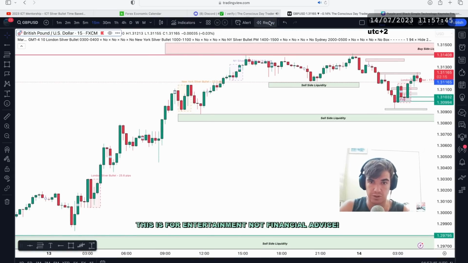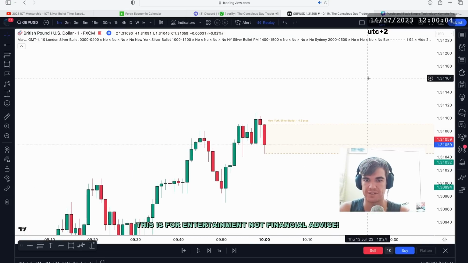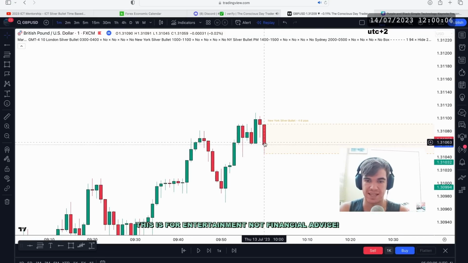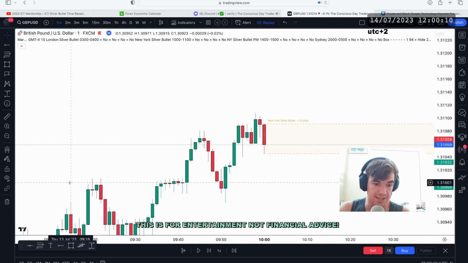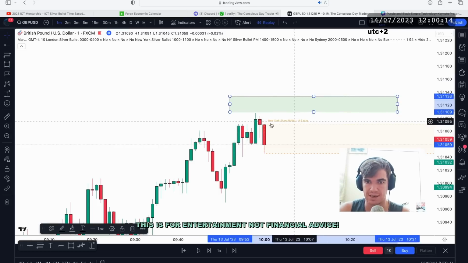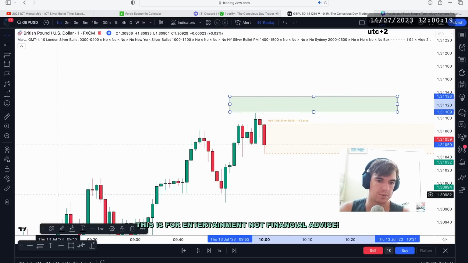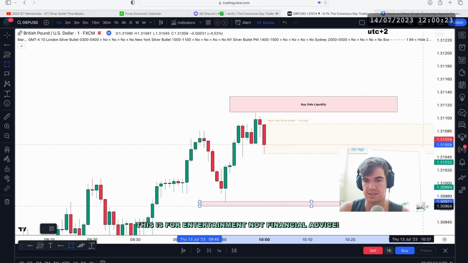That's the beginning of the New York session. We're on the 1 minute chart. So what do we have to do straight away? This is now 10 a.m. New York open. We look for where the liquidity is. We go to the buy side liquidity. We add that buy side above the swing high. That's going to be your buy side liquidity, and below the swing low is your sell side liquidity.